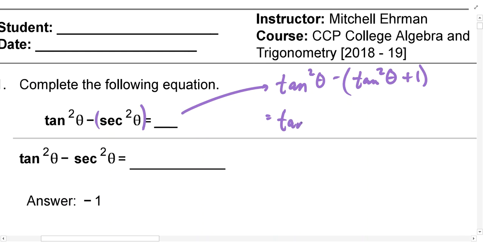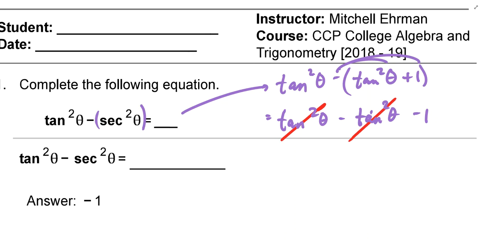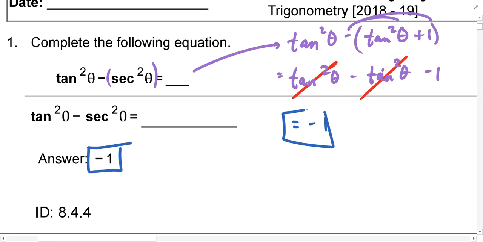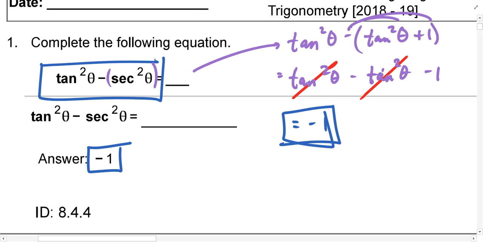Now if I clear the parentheses, I'll have tangent squared minus tangent squared minus 1, because this subtraction sign does distribute to both components. Now we can clearly see that tangent squared minus tangent squared is going to cancel because that equals 0. And what we're left with is simply -1, which is the solution that they were suggesting here. And I would again argue that this is a bit more simplified than what we started with.